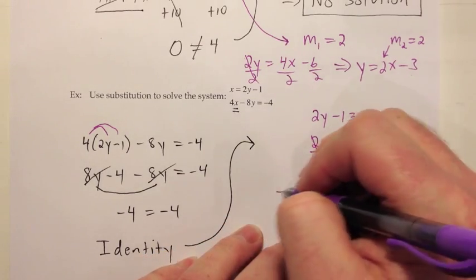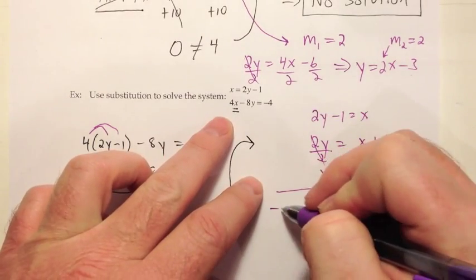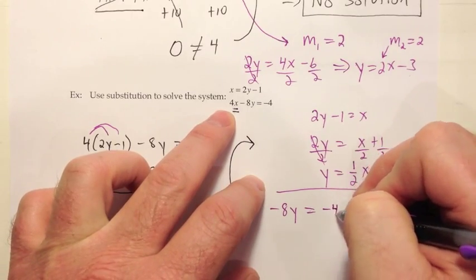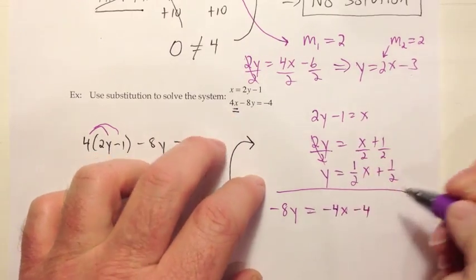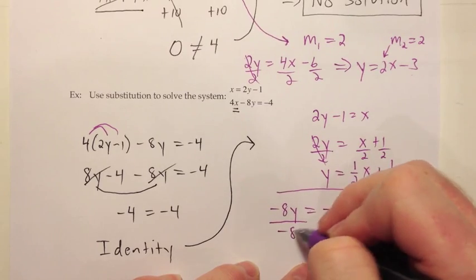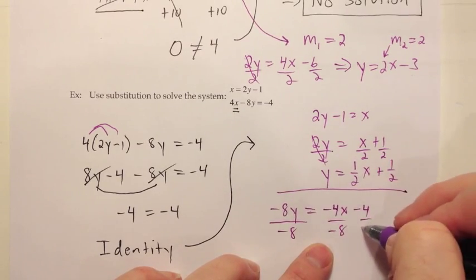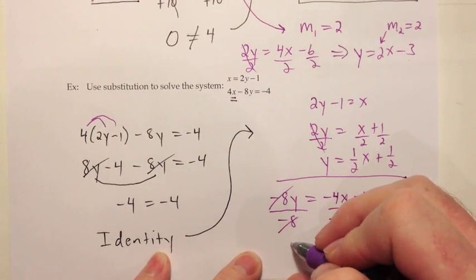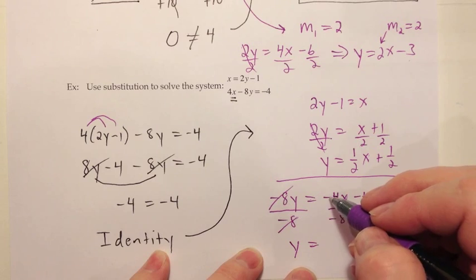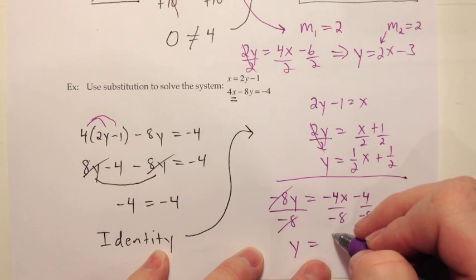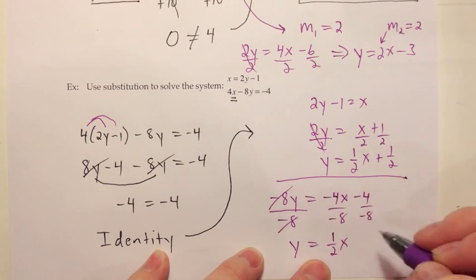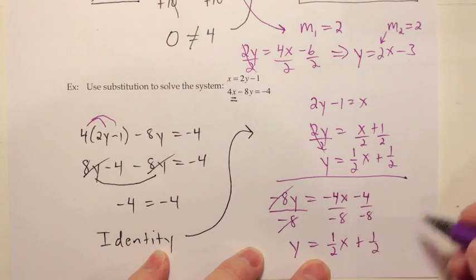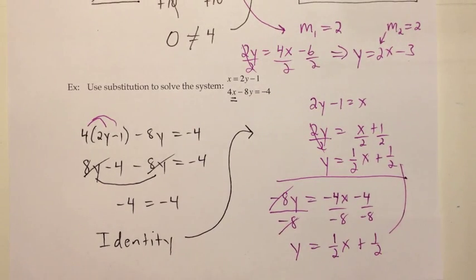Now let's see what happens with the second line. Take this negative 8y, move the 4x to the other side, so that would make it negative 4x. And then I have the minus 4. Divide all three of the terms by negative 8. And then reduce. Here the negative 8s cancel. And I just get y equals, negative over negative would be positive, 4 goes into 8 twice, so that would be 1/2 x, and here the negatives cancel each other, and 4 over 8 is also 1/2. Notice that those are the same line.